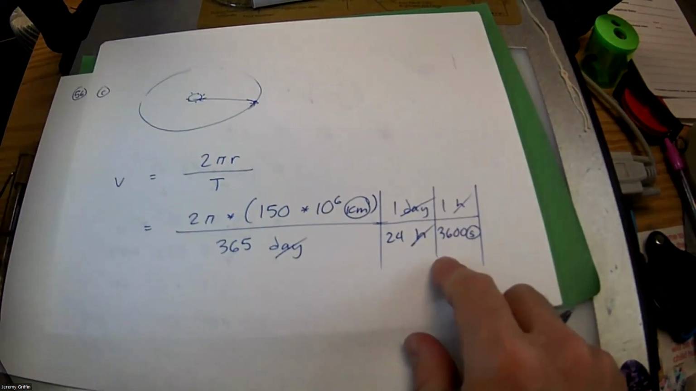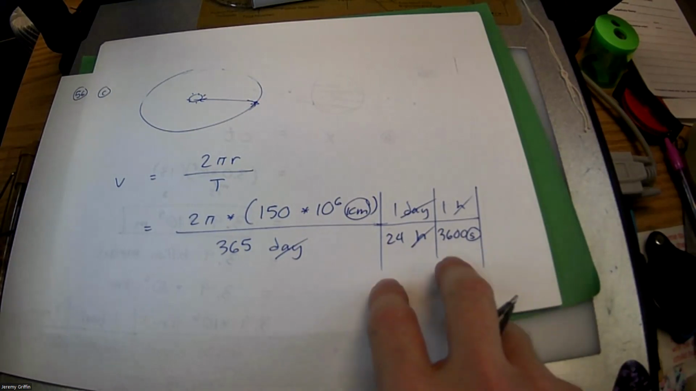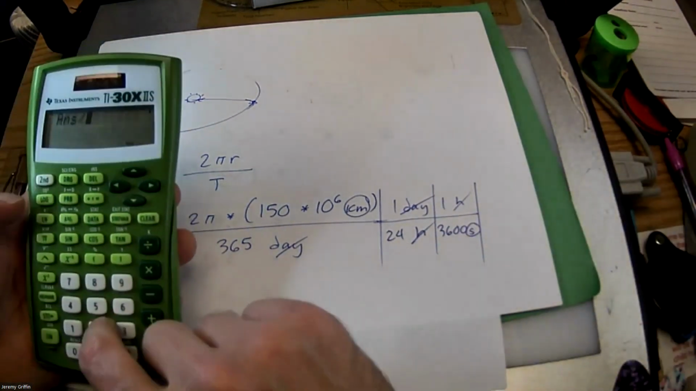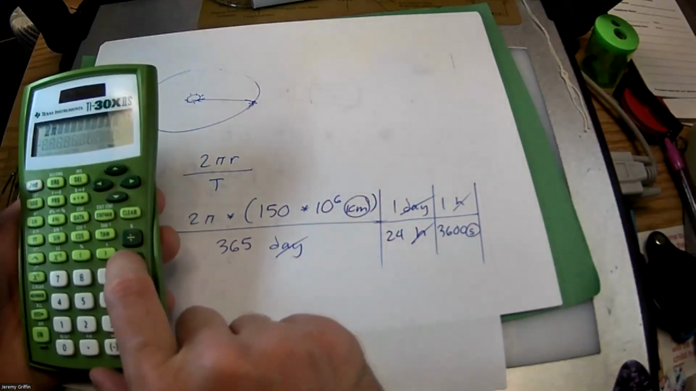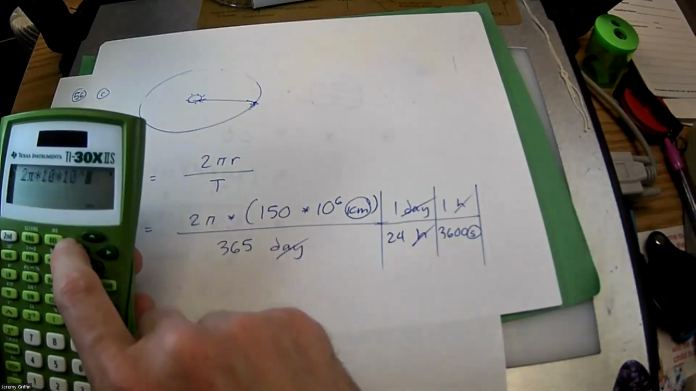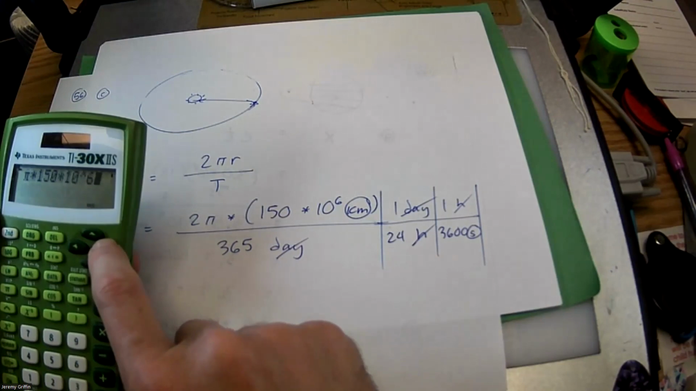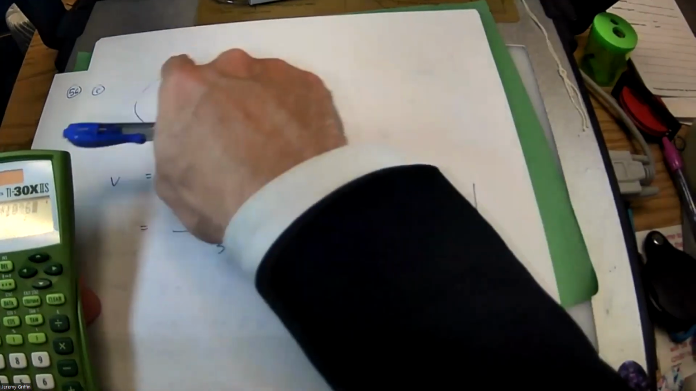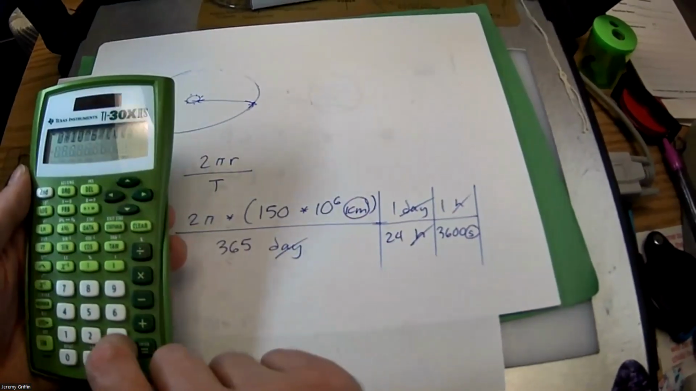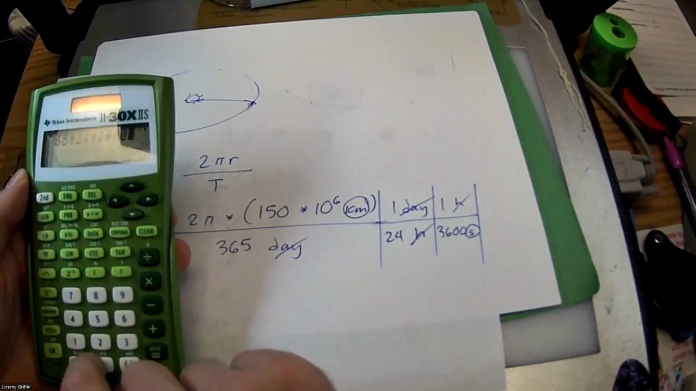Part B, we calculated the speed of Earth from a different point of view, and the answer was in kilometers per second. So we can compare these two answers. Say, hey, how does this compare to that? Let's do 2 pi times 150 times 10 to the 6th. So that is the distance in kilometers that the Earth goes around the sun, the circumference. Divide that all by, open some parentheses, 365 days, 24 hours in a day, 3,600 seconds in an hour.